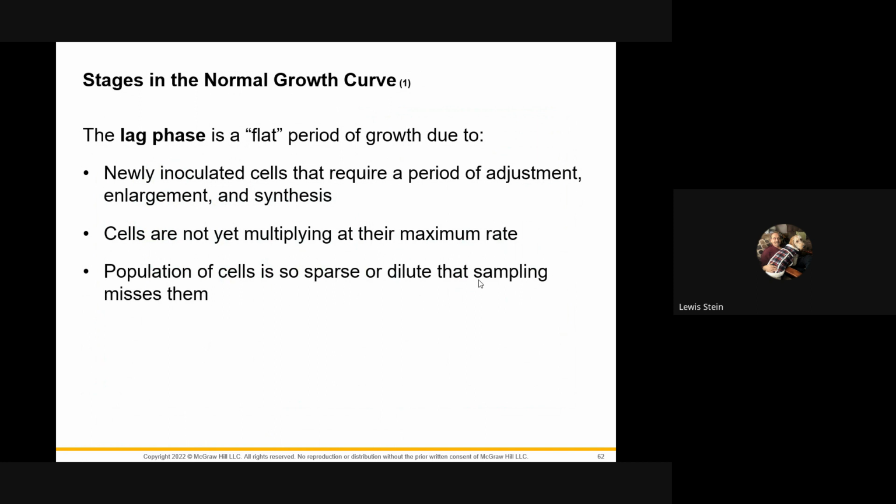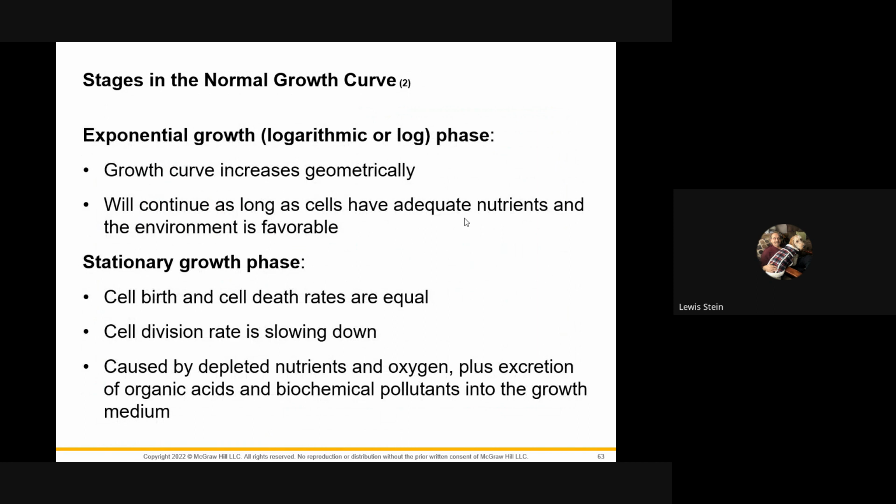Once it's up and ready to double, it doubles extraordinarily rapidly. That's called log phase, which is short for logarithmic, because that exponential curve you saw is a logarithmic curve. Okay, pH is logarithmic. That's why the Richter scale, the scale for earthquakes, is logarithmic. So, it's 10 to the power.